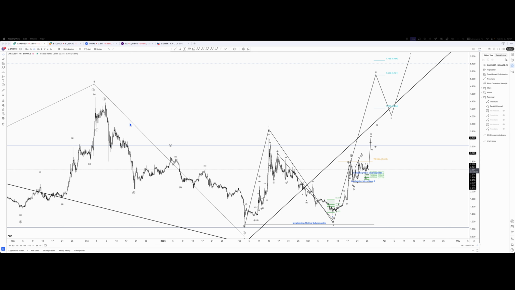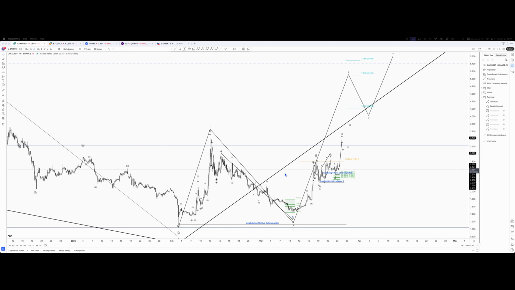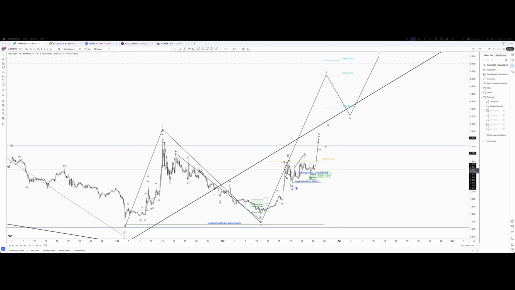I am back with another update on Cake USDT. We are looking at the 4-hour time frame on Binance. For the better part of 7 to 8 days, Cake has been doing a lot of ranging or sideways type of trading. However, this does not invalidate the minimum expected target I have for wave 3.